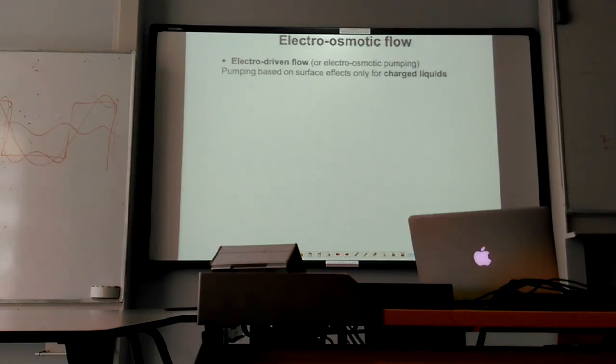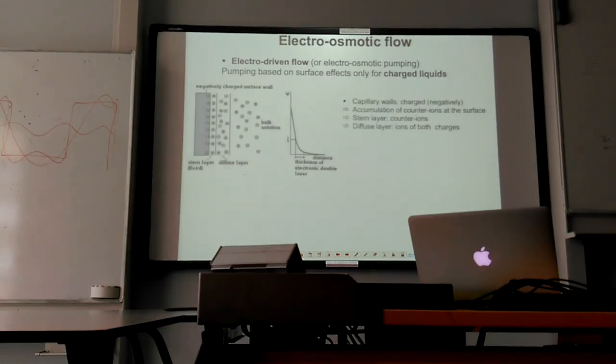So something which is widely used in microfluidics to actuate liquid is what is called electroosmotic flow, or EOF, yeah. What you do is that you don't really apply pressure like you would with a syringe pump or a column of liquid, but you apply an electric field. And the pumping is based on surface effects. So how does that work?